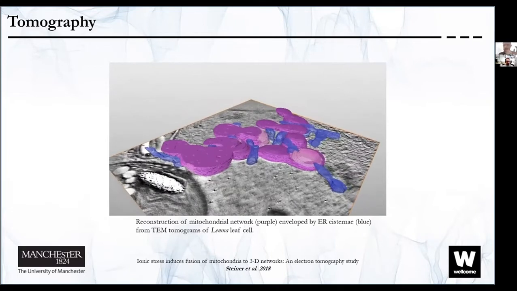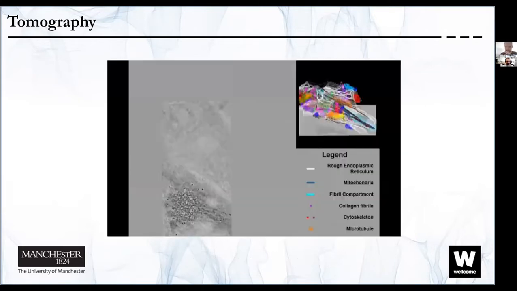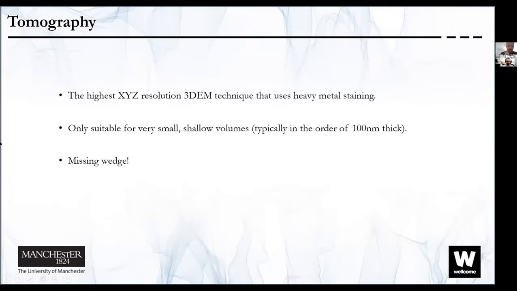And so you're limited to the thickness of your slice because the electrons have to be able to pass through them, as with STEM. So the depth of your volume is severely limited to something like 100 to 200 nanometers, which isn't a lot of space. You're also limited by your field of view in XY as well. So this technique is not great for imaging huge things, but for imaging tiny things, you can't get better. So yeah, this is the highest X, Y, and Z resolution 3D EM technique.